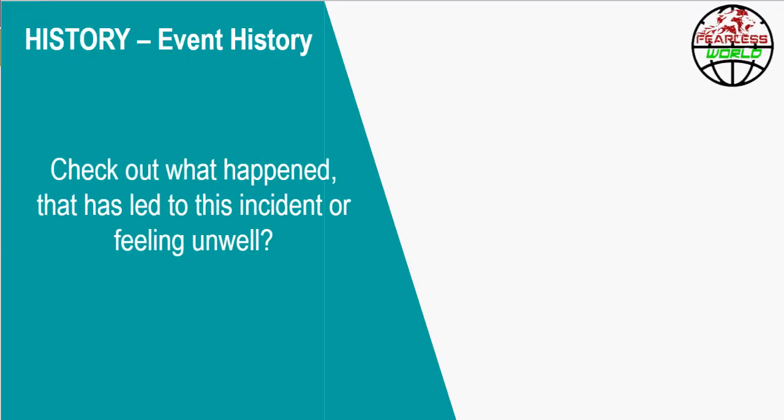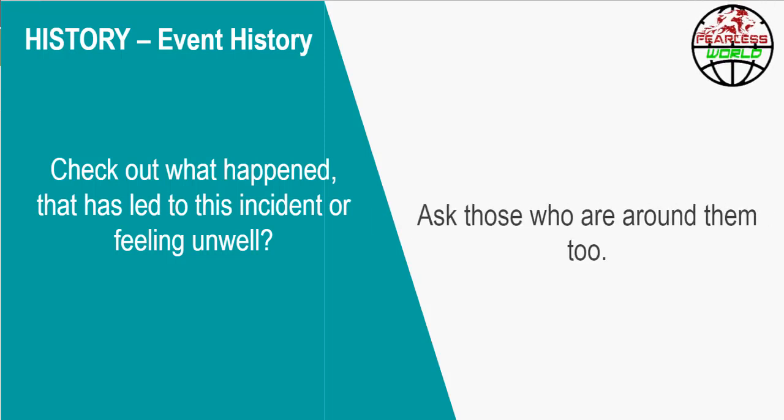You can ask the victim to describe exactly what happened, leading up to them feeling unwell or injuring themselves. You can ask other people near the scene too, and also look for clues. For example, if they've had a car accident, the impact on the car will help you work out what type of injury they could have.